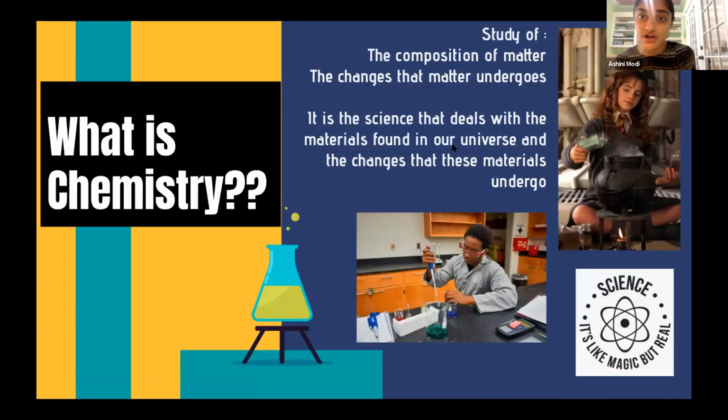Chemistry involves the composition of matter and the changes that matter undergoes. It's the science that deals with the materials found in our universe and the changes that these materials undergo here on Earth and also in our universe and in our bodies as well.